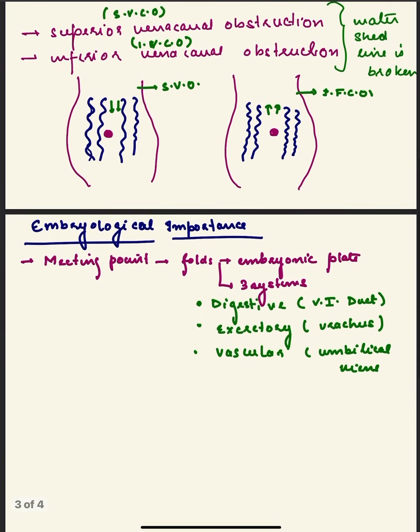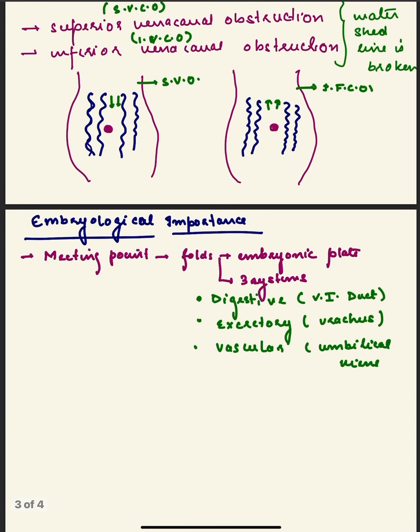Now we're going to go on to the last topic, that is embryological importance. The umbilicus is the meeting point for embryonic plates and 3 systems. In embryology, we'll discuss this in more detail. That is the digestive system, whose embryological counterpart is known as the vitellointestinal duct. Same with the excretory system, which has its embryological counterpart as the urachus, and the vascular system, with the umbilical vein.